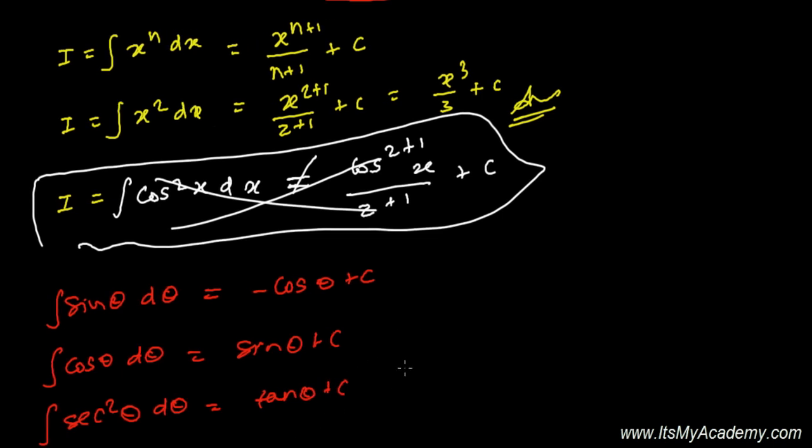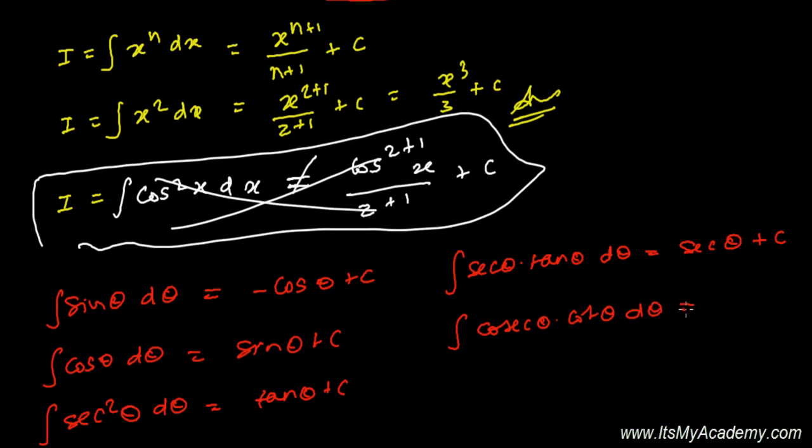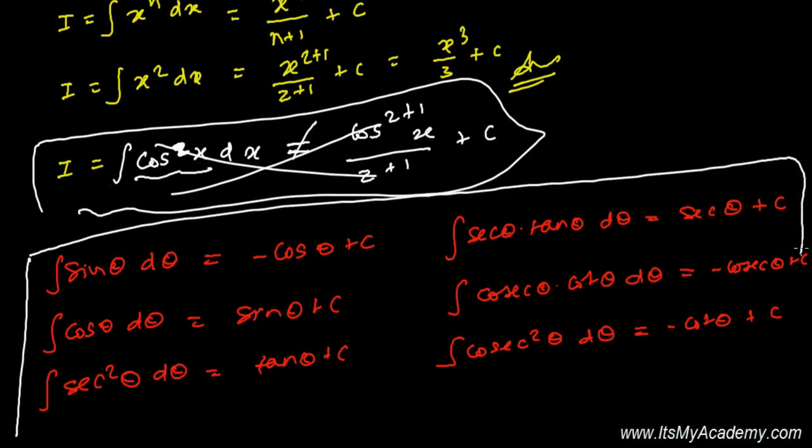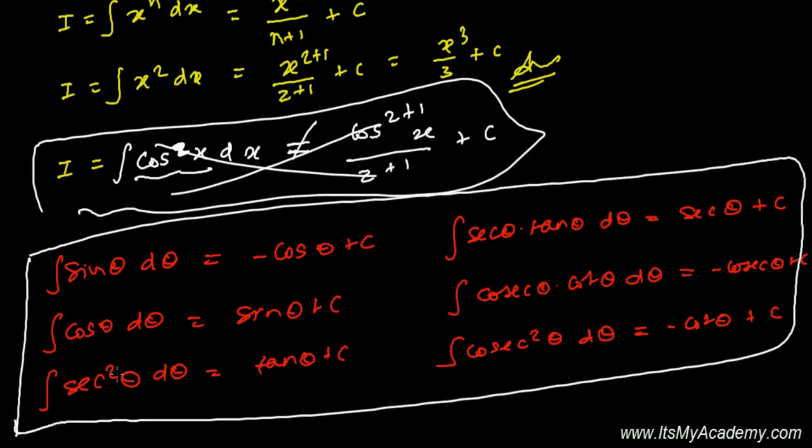Similarly, 3 more formulas we have learned. The integral of sec theta tan theta d theta is sec theta plus constant. The integral of cosec theta cot theta d theta is minus cosec theta plus constant. And the last one is cosec square theta d theta equals minus cot theta plus constant. So these are the 6 standard formulas of integration we learned at the initial stage, when we introduced integration.